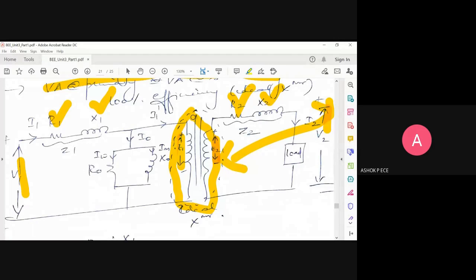The current I1 will be equal to I0 plus I1 dash, right? So I1 is going to flow through the R1 X1 combination. I0 is going to flow through the R0 X0 combination. I1 dash is the effective current flowing into your primary winding finally. And the secondary current, as usual, has only one component, I2.